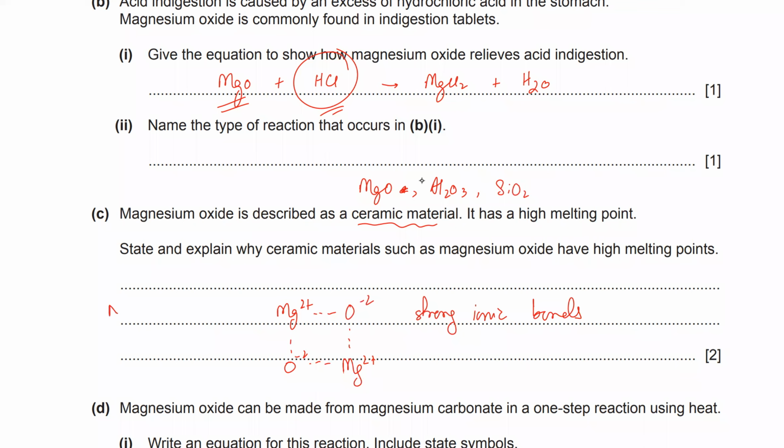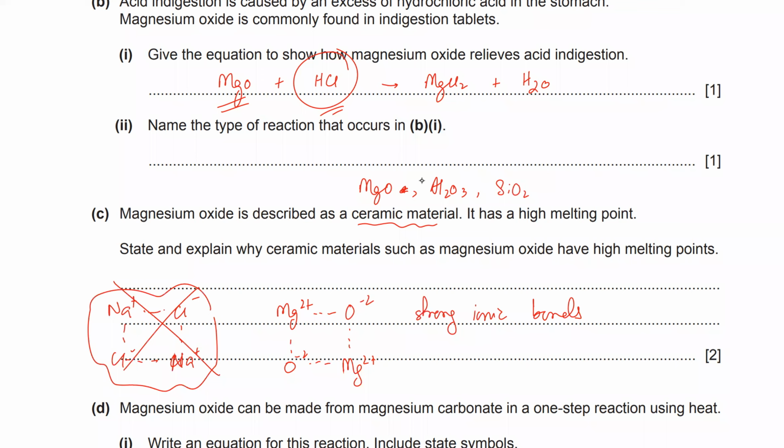NaCl का weak होता है. NaCl का weak क्यों होता है? क्योंकि उसका charge कम है. Na+1 और Cl-1, they don't attract each other that much. ठीक है? So this one is a weak lattice. तो that is not used as a ceramic. It's a weak lattice. जल्दी melt हो जाएगा.